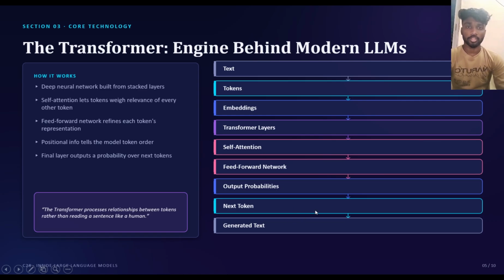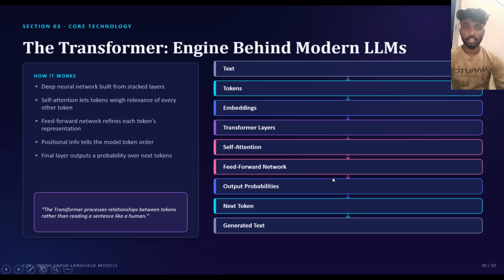Modern LLMs are mainly based on the transformer architecture. The process starts with the text, which is converted into tokens. These tokens are then converted into embeddings, which are numerical representations. After that, the information passes through multiple transformer layers. One of the most important components is self-attention.